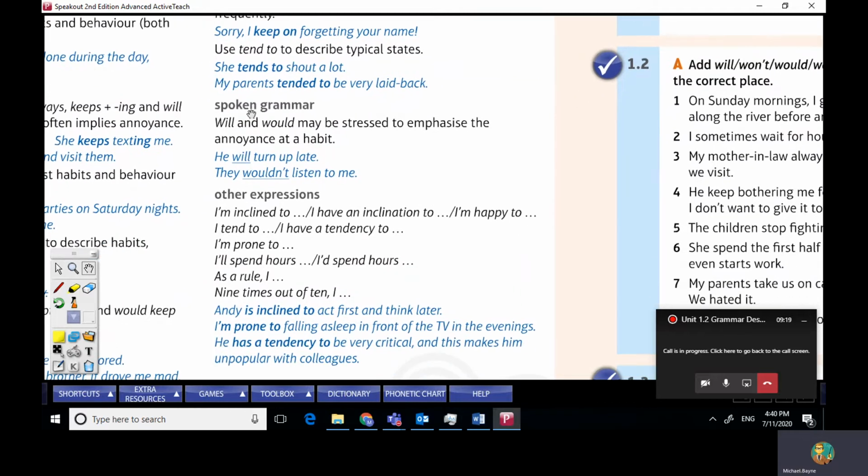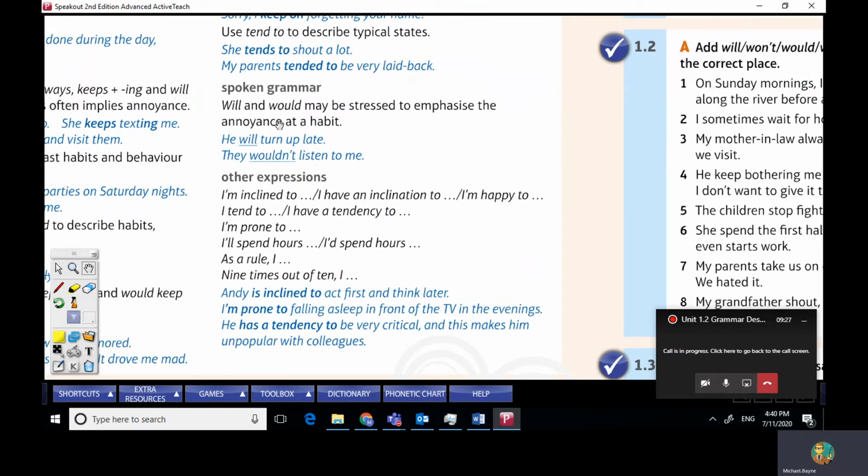And then with spoken grammar, we can use the words will and would to stress that annoyance even just a little bit more. He will turn up late. They wouldn't listen to me. So we could just say he turns up late often, but if we add that will, it kind of emphasizes that annoyance just a little bit more.